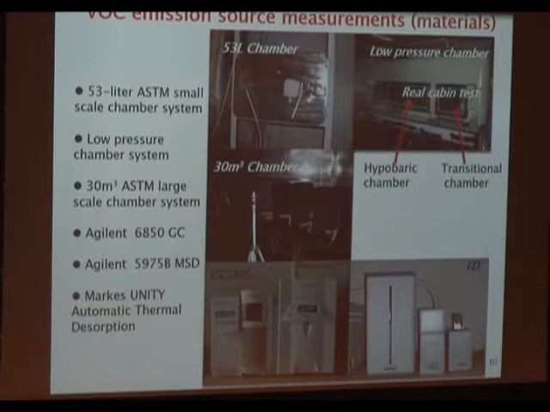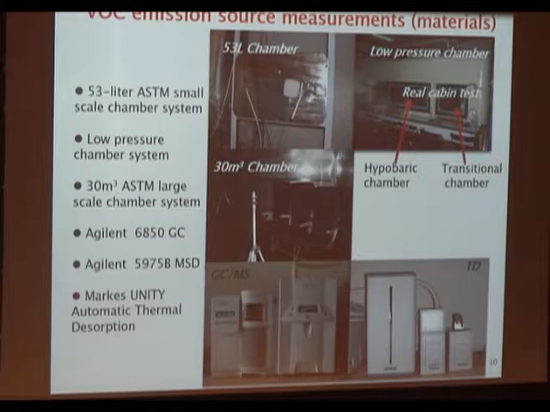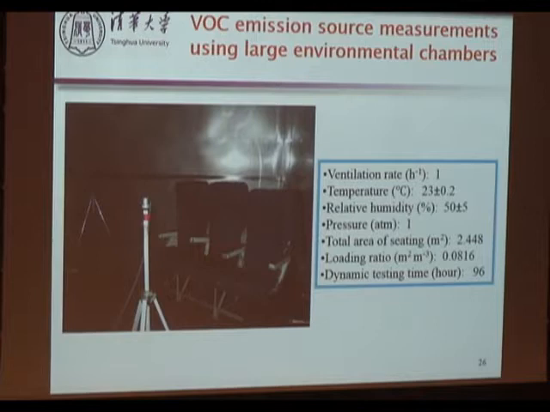Also, we are looking at the emissions from other sources, for example, the carpet, seats, and all these material sources. And I would say these are standard procedures using small chamber or large chamber, using GCMS. The only thing unique is this one, a low pressure chamber. So you can measure the emissions under low pressure condition, which is what happens inside the cabin. So this shows the measurement of emissions from the three seats in the large chamber.